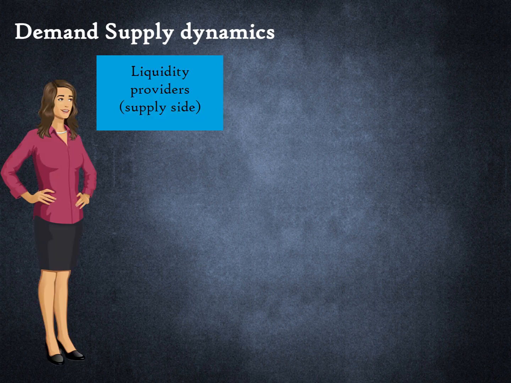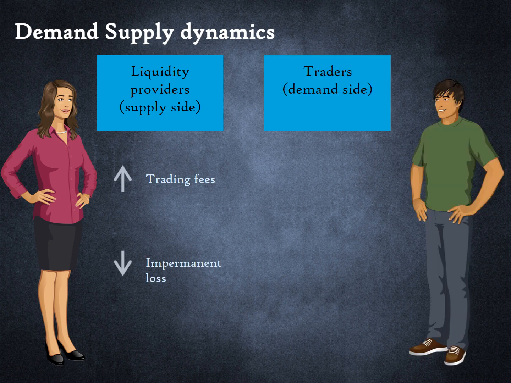What we have covered about Uniswap seems quite complex. But at the end of the day, it is really just a simple demand-supply equation. The liquidity providers are providing supply of crypto tokens. Their gain is trading fees. The cost they incur is impermanent loss. The traders are the demand side. Their gain is arbitrage profits. The cost they incur is trading fees and gas fees.